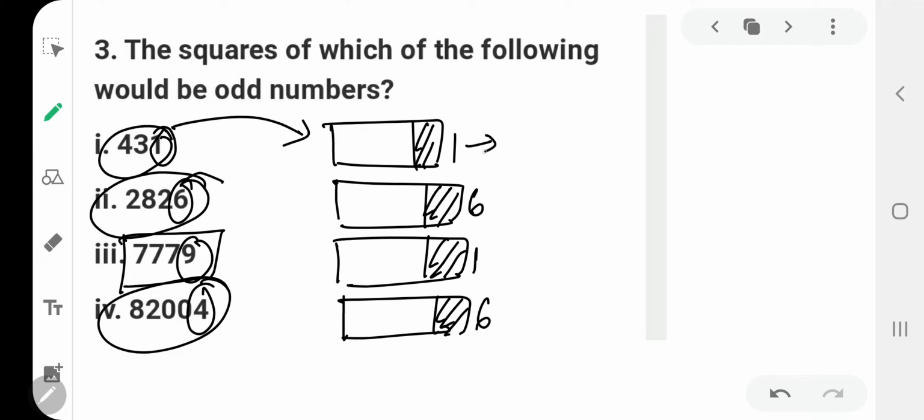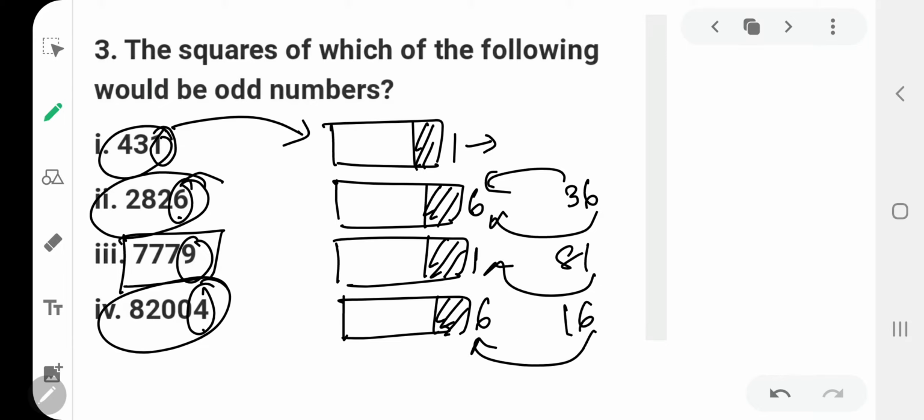How did it come? See, got my point. Square of 1 is 1, square of 6 is 36, so last digit is 6. 9 squared is 81, so last digit is 1. 4 squared is 16, so last digit is 6. So this is how we find out the last digit of your square numbers. Now whether they are odd or even: 1 is odd, so I'll write this is an odd number. 6 is even, so the square will be an even number. Again 1 is odd, so this will be an odd number. Again 6 is even, so the square is an even number. So if the last digit of the square is odd, that complete square will be an odd number. If the last digit is even, the complete square will be an even number.